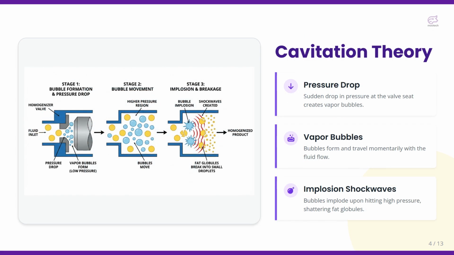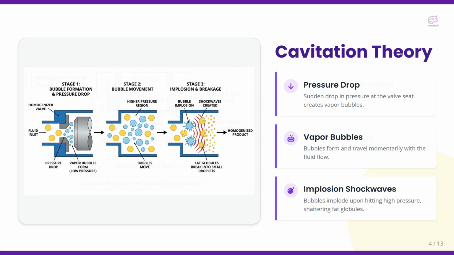Next is cavitation theory. At the valve seat, a sudden pressure drop occurs. This forms vapor bubbles due to local low pressure. As pressure recovers, these bubbles implode violently. The implosion creates shock waves which shatter fat globules. Therefore, bubble collapse energy contributes to size reduction.